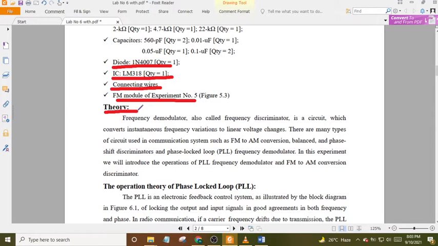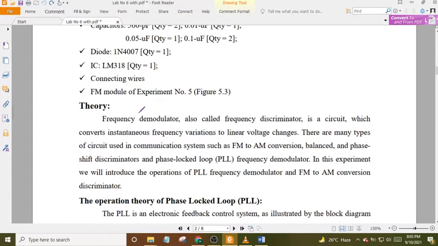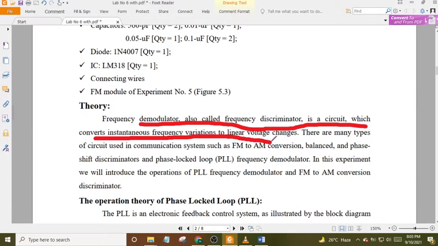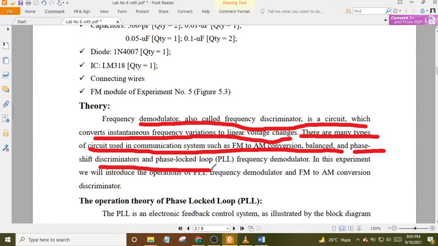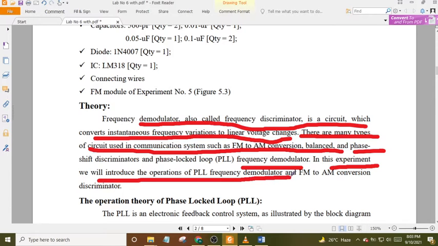Theory: a frequency demodulator, also called a frequency discriminator, is a circuit which converts instantaneous frequency variations to linear voltage changes. There are many types of circuits in communication systems, such as FM-to-AM conversion, balanced and phase shift discriminators, and phase locked loop, PLL, frequency demodulator. In this experiment we will introduce the operations of the PLL frequency demodulator and the FM-to-AM conversion discriminator.